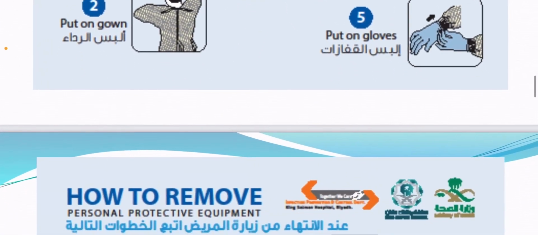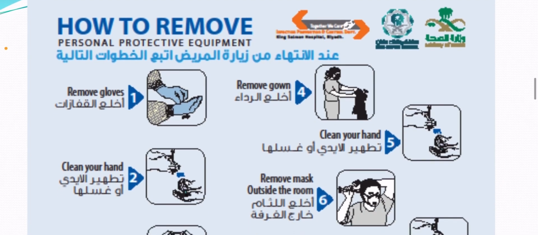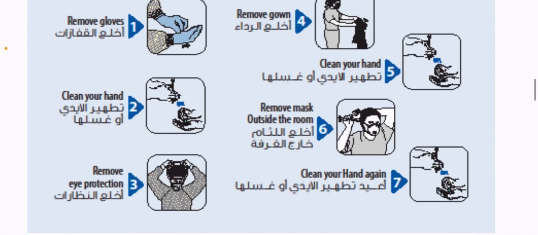Now we will see how to remove the personal protective equipment. First you have to remove your gloves because gloves are more contaminated than other PPE. Clean your hands. Remove your eye protection if you wear it. Otherwise go to the gown. Remove your gown. Clean your hands. Remove your mask outside the room. Clean your hands.